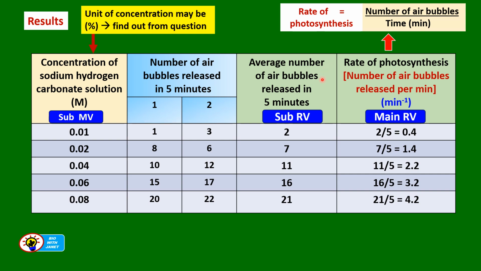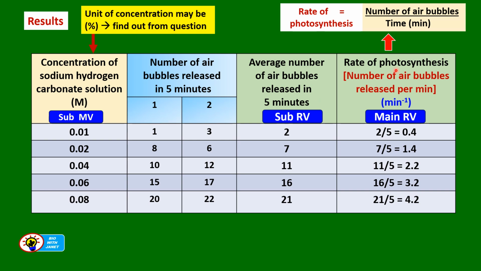The average number of air bubbles released in 5 minutes has no unit, because it's really the number of air bubbles. If you want to put a unit, it should be bubbles, not minutes. 2 bubbles, 7 bubbles, 11 bubbles, and so forth. So don't be mistaken. Don't write minutes here, it's wrong. It should be bubbles or just leave it alone. This is also in the textbook. The table that's given doesn't have any units, right?